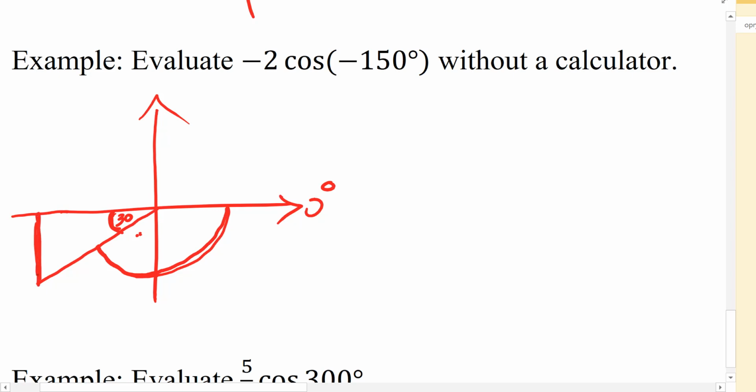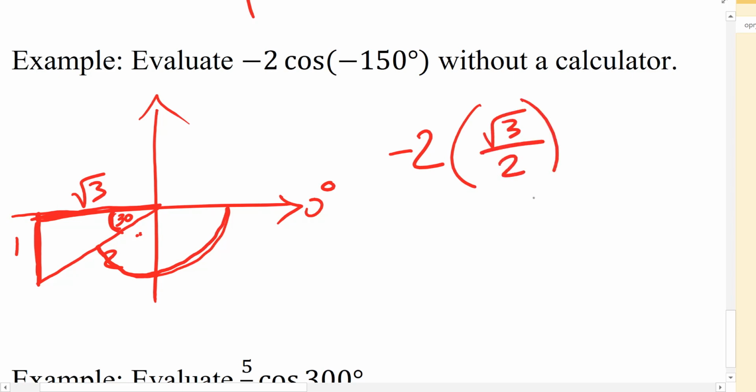So when I take the cosine, which I am going to start thinking about as having to do with my x-coordinate, because the x-coordinate is the adjacent side, adjacent over hypotenuse is going to be negative in that quadrant. So this is a 30, 60, 90 triangle, so this is 1, 2, square root of 3. So negative 2 times cosine is adjacent, that's square root of 3, over hypotenuse, which is 2.